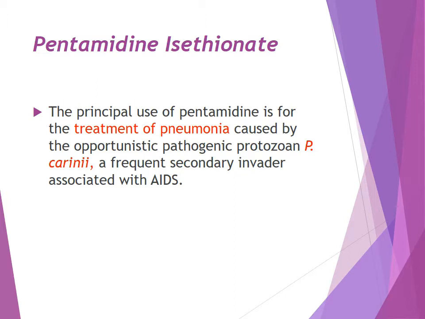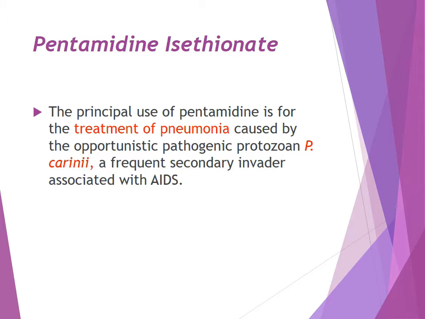Next, we have emetine and dihydroemetine. So this one, your emetine and dihydroemetine, it is considered as a protoplasmic poison. So it exerts a direct amoebicidal action on various forms of Entamoeba histolytica. So since siya ay protoplasmic poison, this will inhibit protein synthesis in protozoa and mammalian cells by preventing protein elongation.